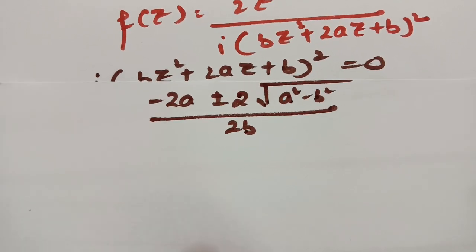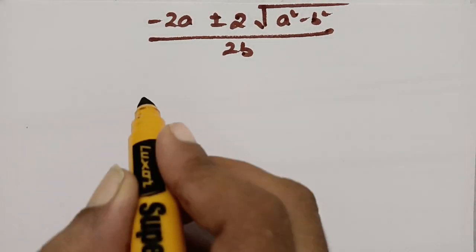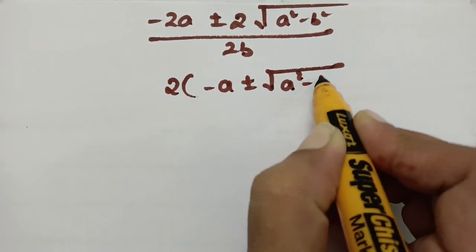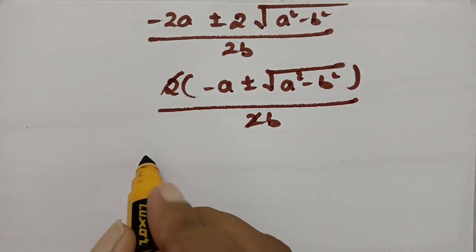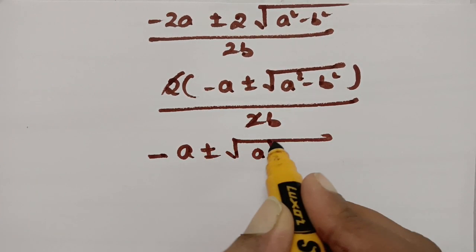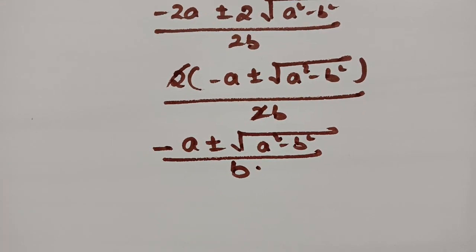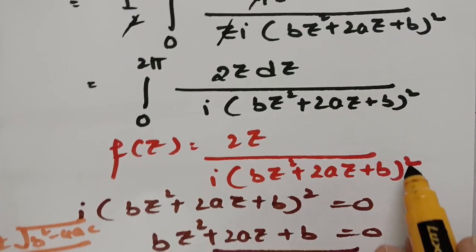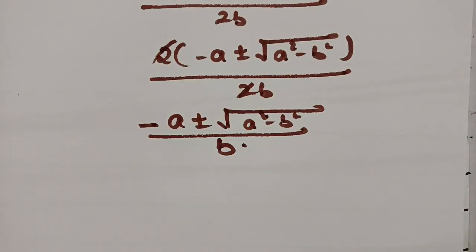And in the next step, if I take 2 common, then this will be minus a plus or minus root over a² minus b² by b, if I cancel this 2. So our values are minus a plus or minus that. So these are our pole values, which are of order 2, as there is a square in f(z). So these are the poles of order 2.